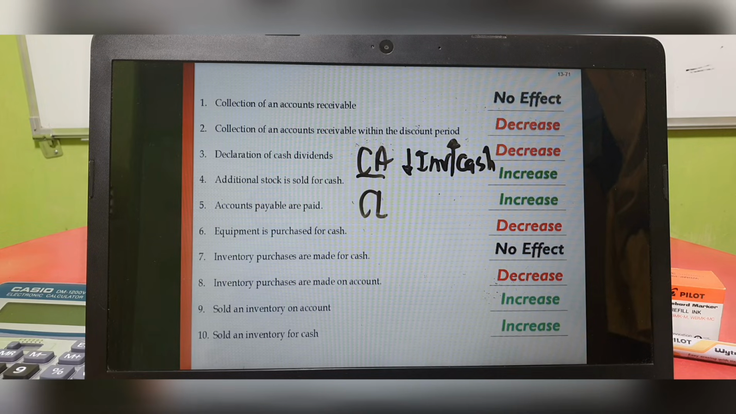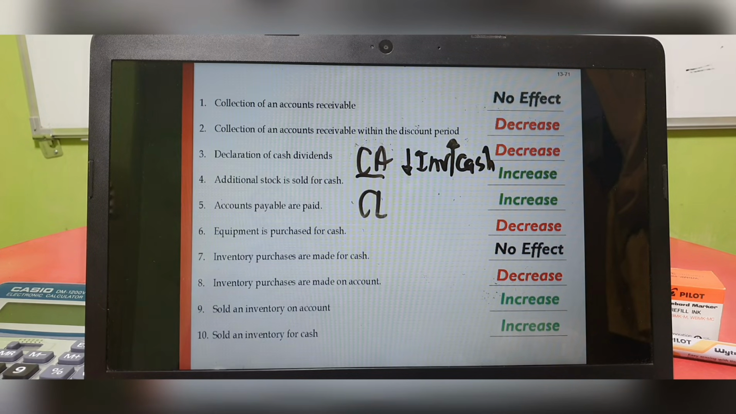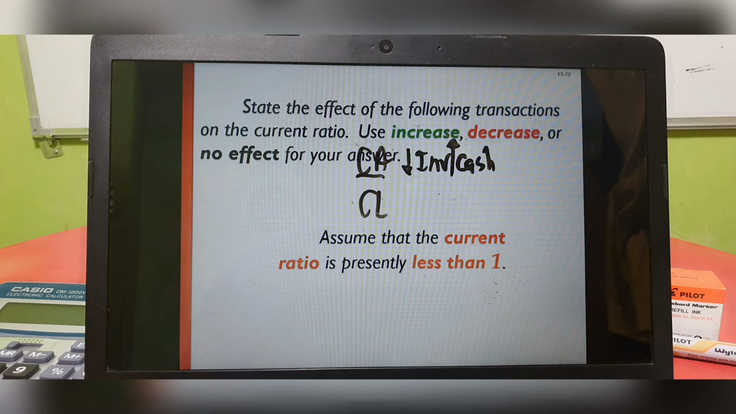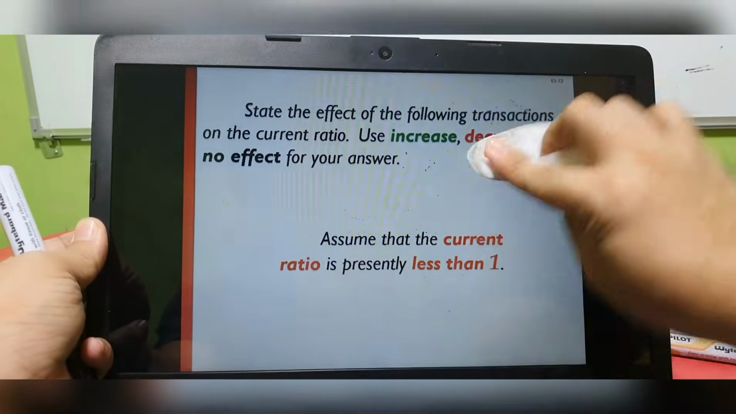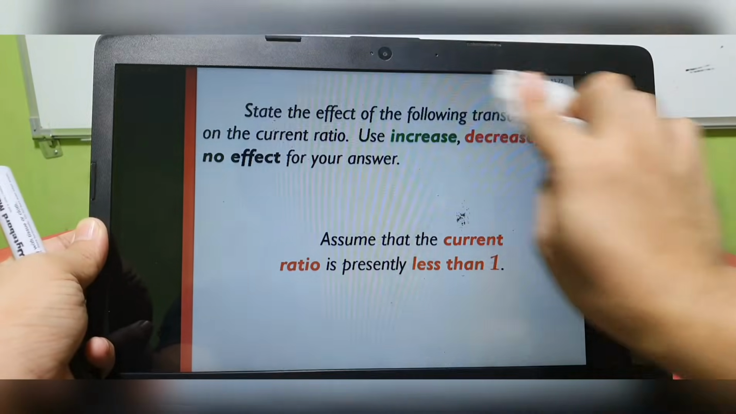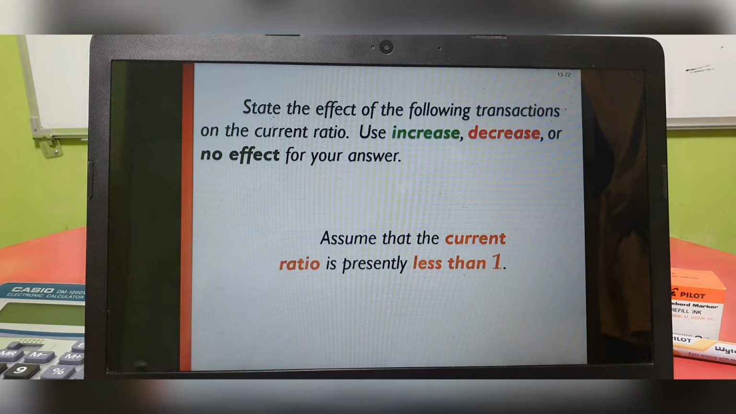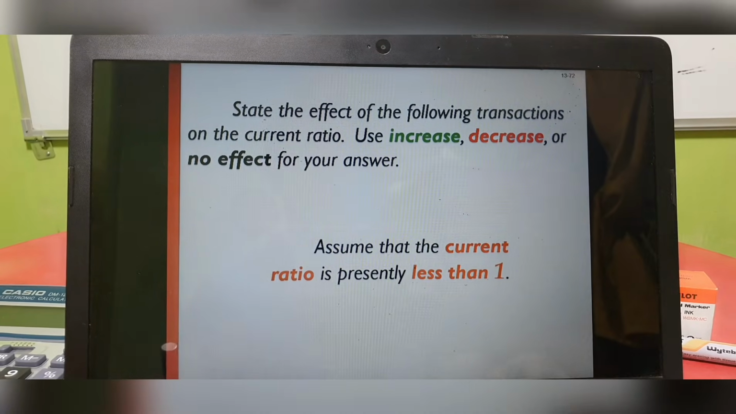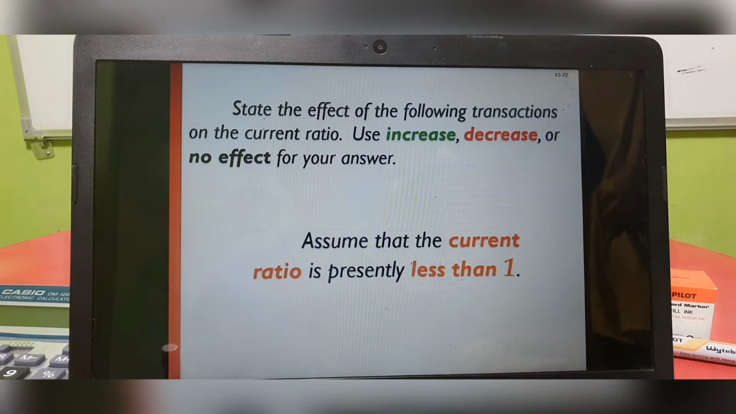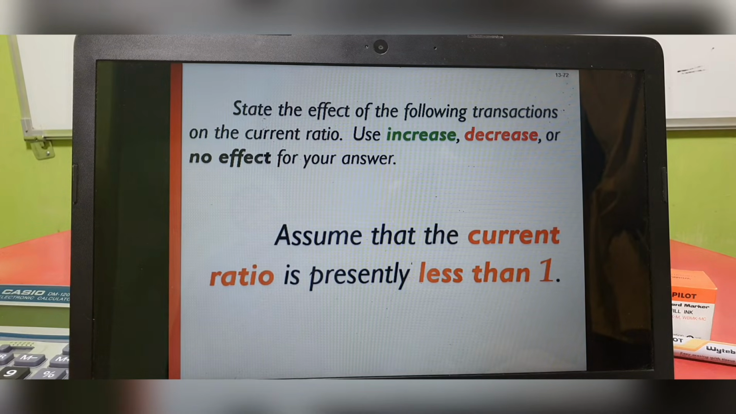Alright, so let's take a look at another example. What if baliktarin natin? Kasi lahat ng to ay current ratio greater than 1. What if current ratio less than 1? Parehas lang kaya ang magiging sagot sa lahat. So let's erase the notes kanina. Alright, so we have to state the effect again of the following transactions on the current ratio. Pero we have to assume this time na current ratio is less than 1.